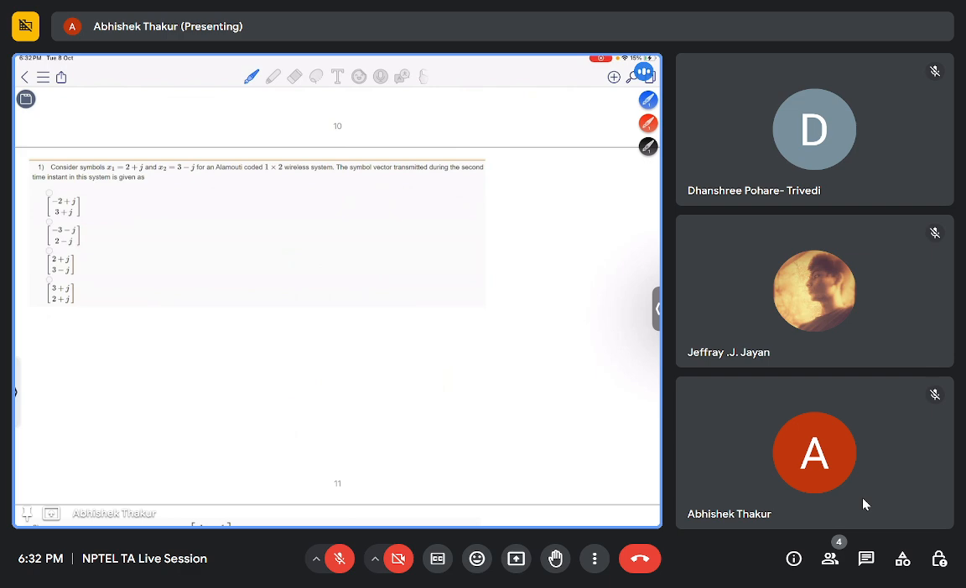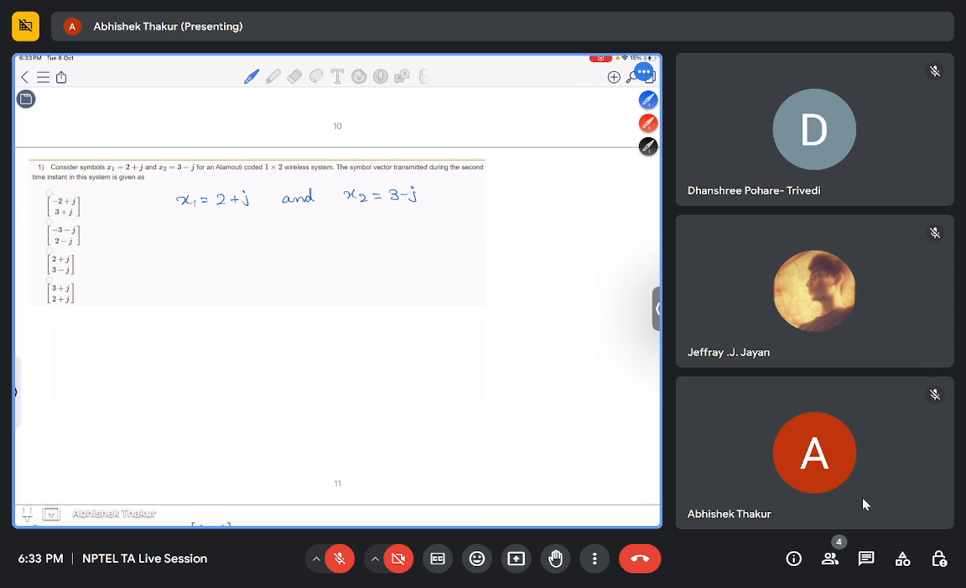So now we will come to our first question. Consider the symbol x1 equal to 2 plus j and x2 equal to 3 minus j. For an Alamouti coded 1 cross 2 wireless system, the symbol vector transmitted during the second time instant in this system is given as.